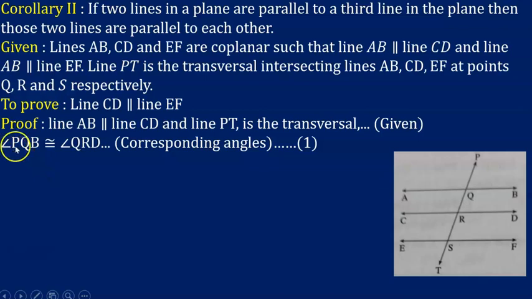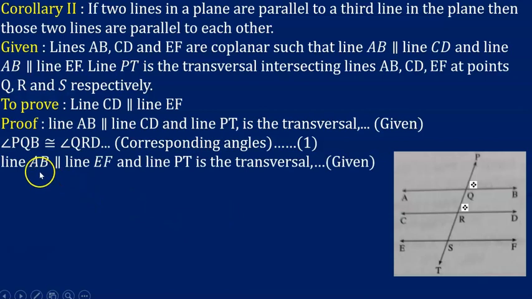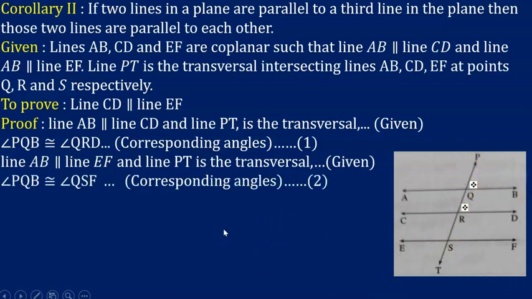Therefore, the measure of angle PQB is congruent to angle QRD. These are the corresponding angles. That's the first statement. Next, line AB is parallel to EF and PT is their transversal. And therefore, again, the measure of angle PQB is congruent to angle QSF. Again, these are the corresponding angles.